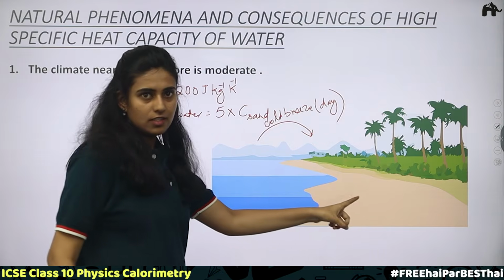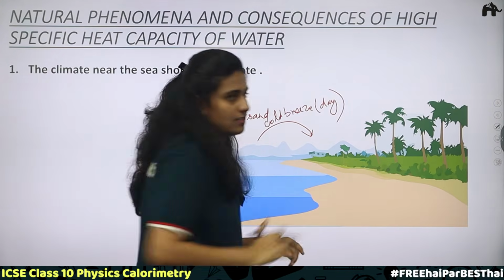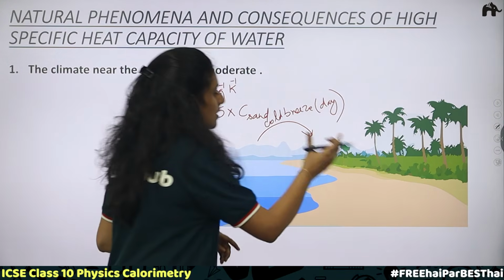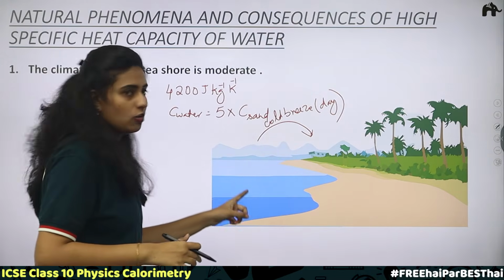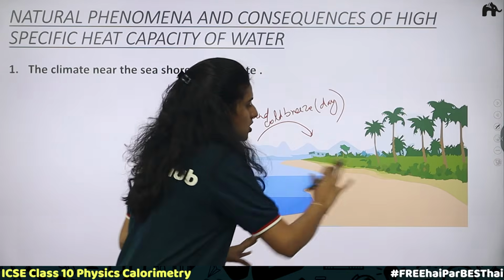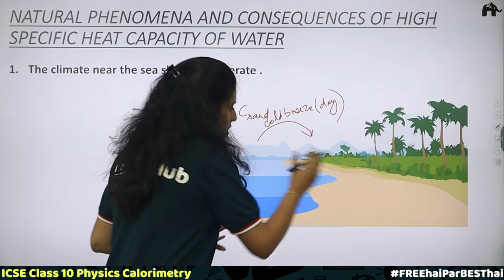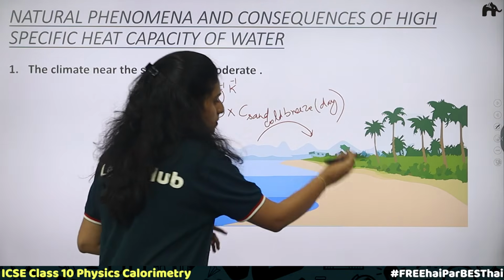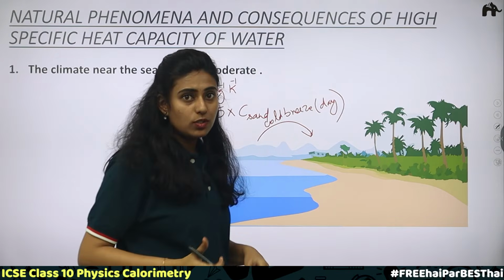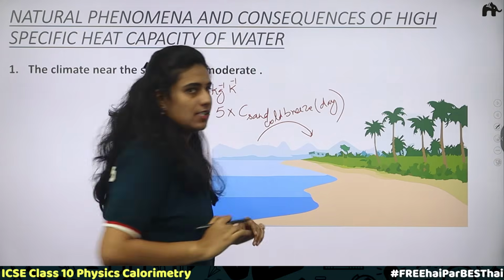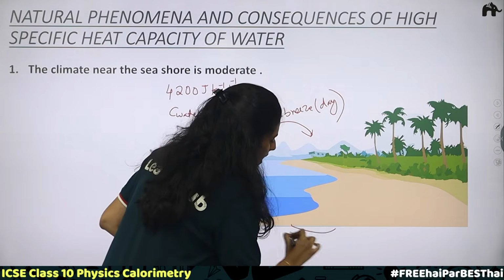Now what about night time? Which will be colder? Colder will be the sand. What is the reason? Because cooling of sand is easier compared to the cooling of water. So here again there is a temperature difference. Due to this temperature difference, what happens? The cold breeze present over the land starts blowing towards the sea, during the night time.